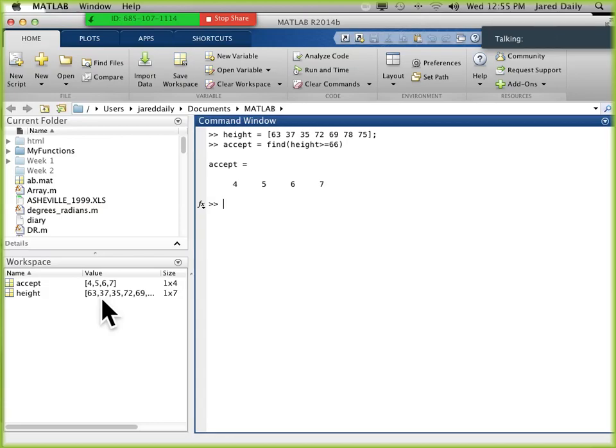We have 4, which would be 72, 5, which is 69, 6, which is 78, and 7, which is 75. So those are the index numbers from height. The 4th one, the 5th one, the 6th one, the 7th one, that are all greater than 66.